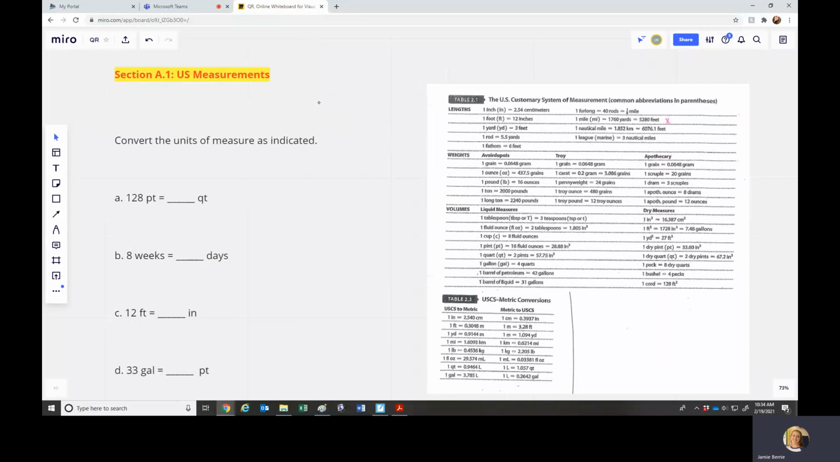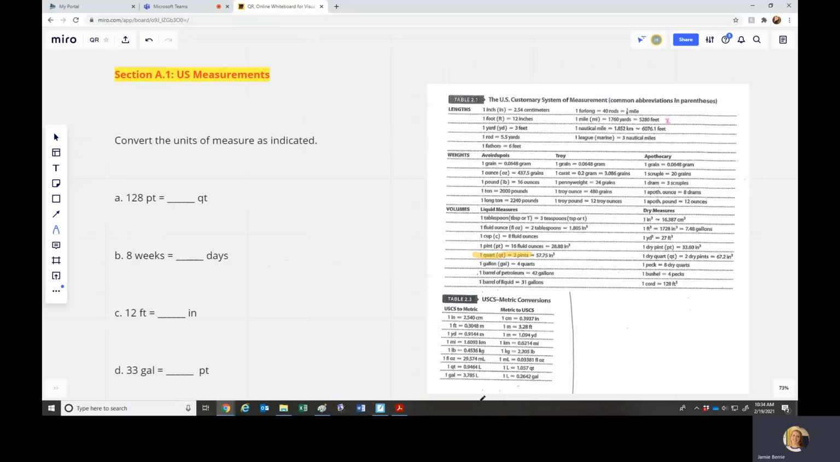So we're going to go over here to our conversion sheet. I'm going to click on my highlighter over here. Let's see if we can find the pints and quarts. Here we go. 1 quart is 2 pints. Okay, so 1 quart is 2 pints. So we'll need to remember that.